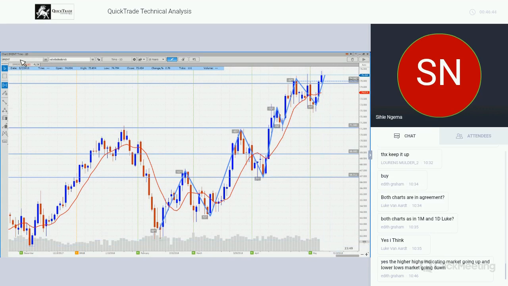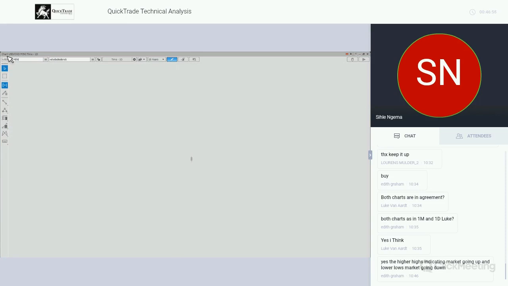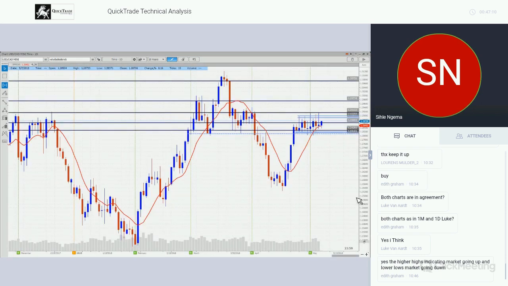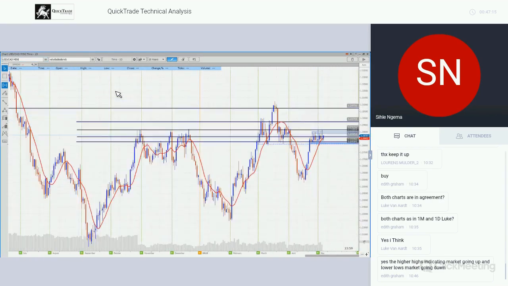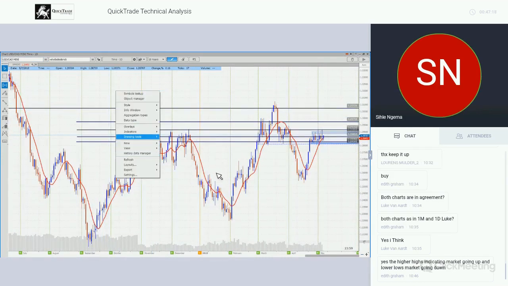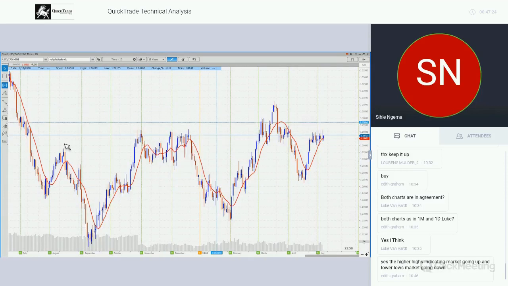Okay, now let's move on to another currency. We'll now use the currency pair US dollar, Canadian dollar. Or the US dollar against the Canadian dollar. That's what we are going to use now. Okay, let's remove all these lines that we have here. Let's remove them. We've taken off all the lines that we had there.